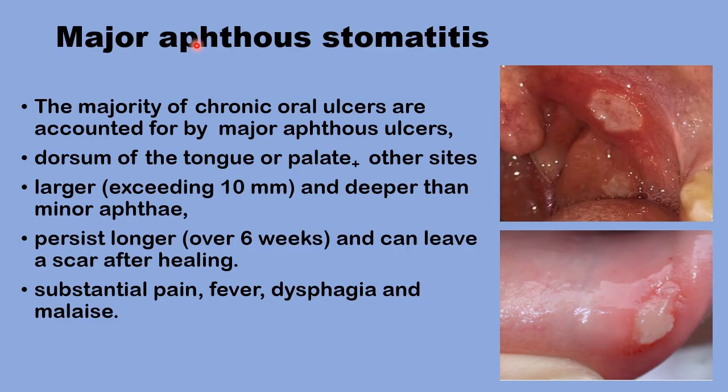Starting with the major aphthous stomatitis. In fact, the majority of chronic oral ulcers are accounted for by the major aphthous ulcers. They are different from the much commoner minor aphthous ulceration in that they can affect keratinized and non-keratinized areas like the dorsum of the tongue or the palate and other sites in the oral cavity. They are also larger and deeper than the minor aphthae. They persist longer, sometimes over 6 weeks, and can leave scar tissue after healing. They can also cause substantial pain and sometimes fever, dysphagia, and malaise.